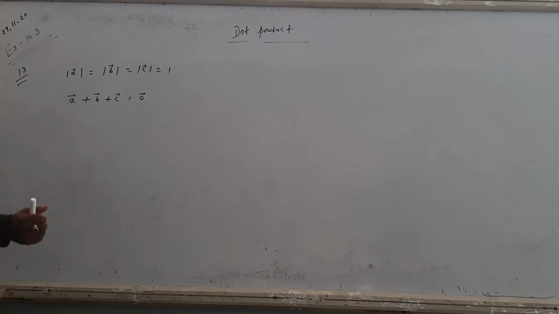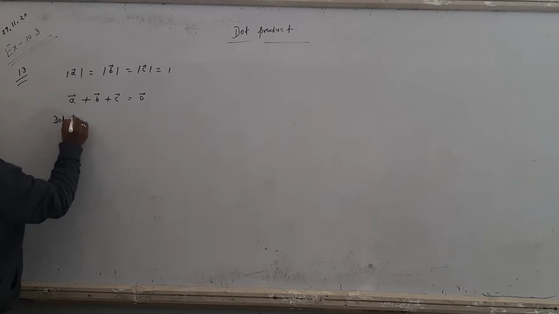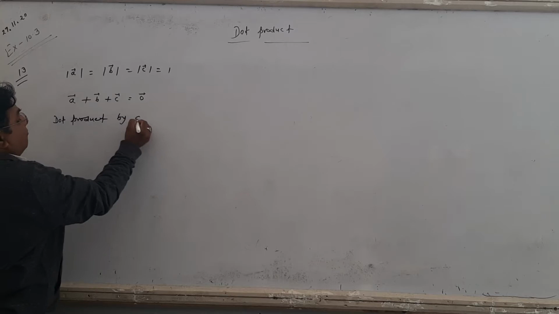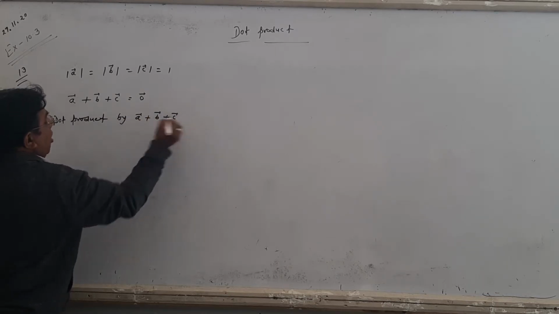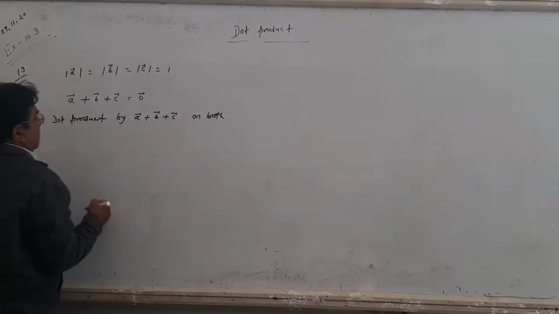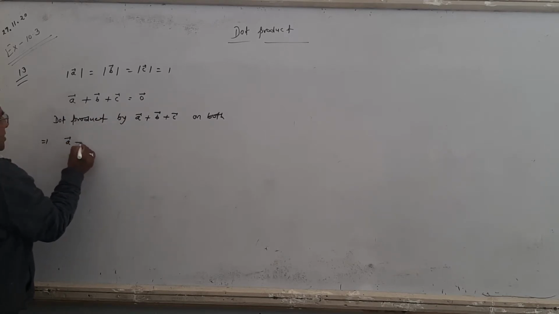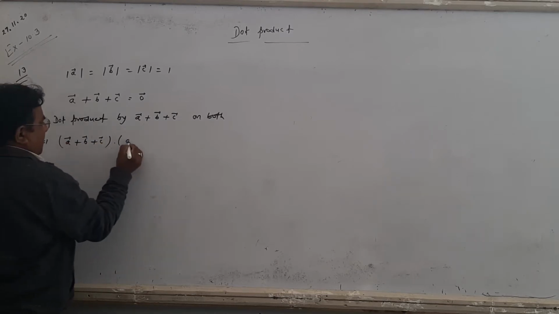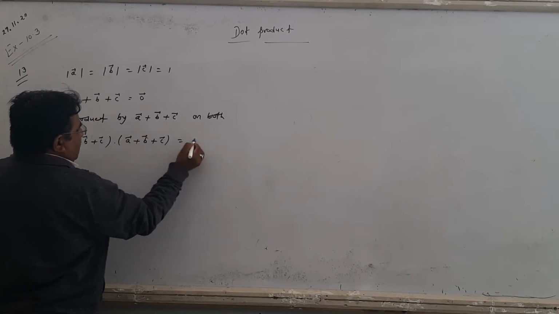A plus B plus C equals 0 is given. Now take the dot product by vector A plus vector B plus vector C on both the sides. A plus B plus C is 0 given, so take the dot product with A plus B plus C. This side A plus B plus C dot A plus B plus C equals, multiplied by 0, that is 0.